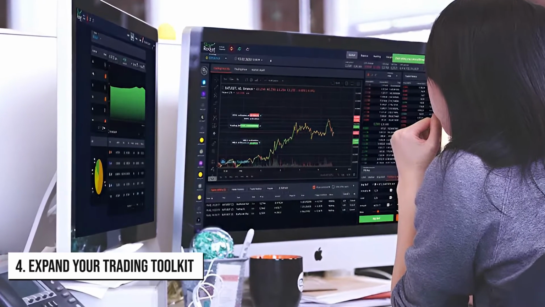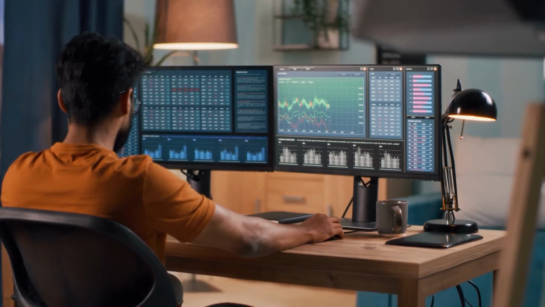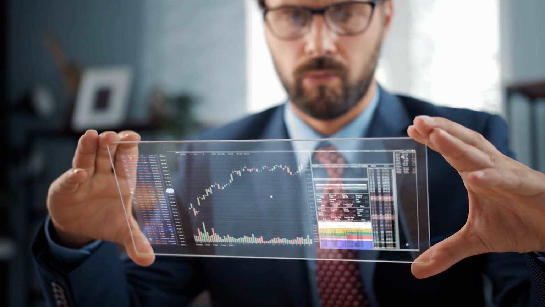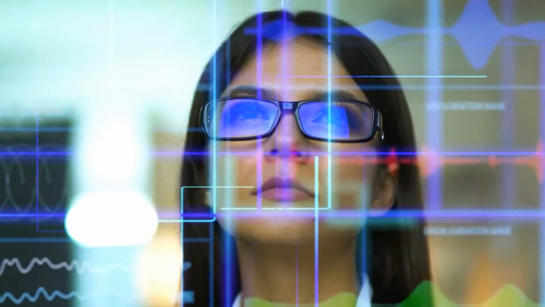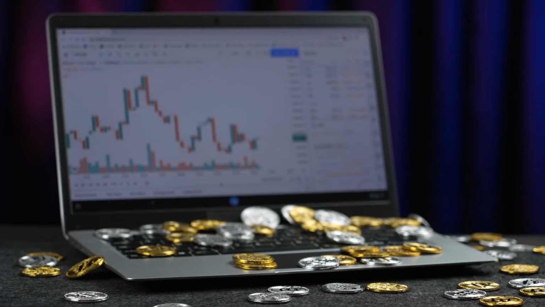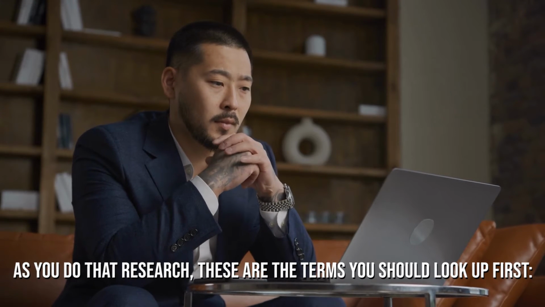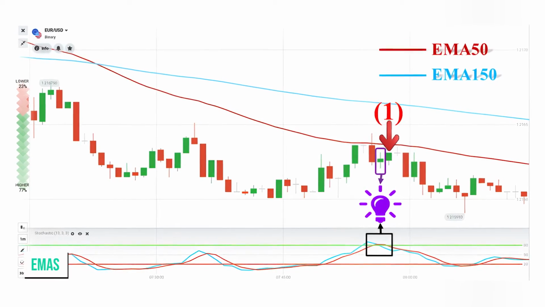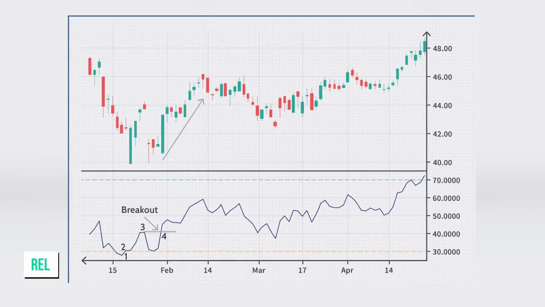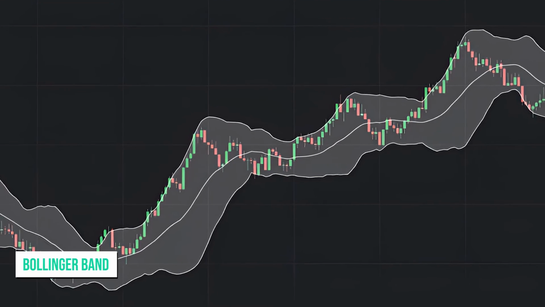Expand your trading toolkit. Now you're ready to start expanding your trading toolkit. We've just told you the basics. Now it's time to start researching other indicators and chart reading techniques that experts use to make more accurate predictions about where a crypto asset's price will go next. As you do that research, these are the terms you should look up first: EMAs, Fibonacci retracements, Relative Strength Index (RSI), Bollinger Bands.